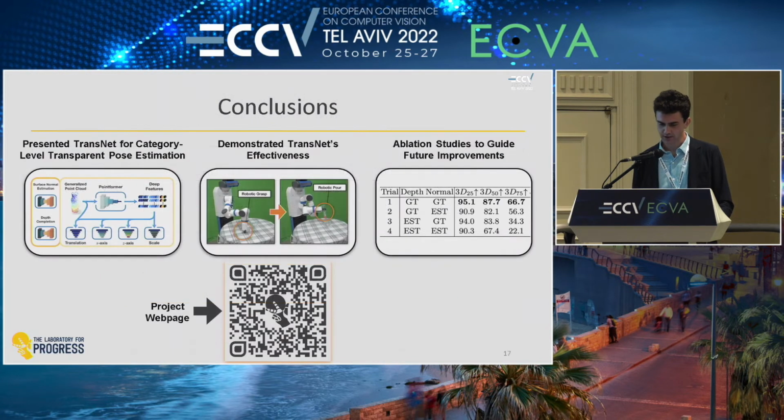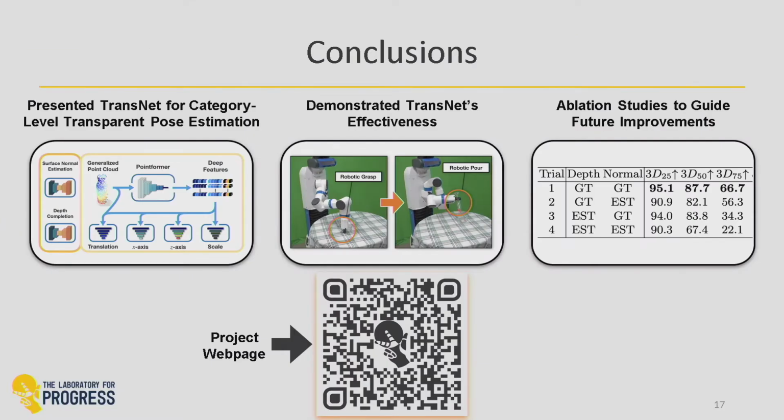In conclusion, in this project we presented TransNet for category level pose estimation. We demonstrated its effectiveness for downstream tasks within robotics, but also in comparison to state-of-the-art baselines. Although I didn't have time to talk about it in this presentation, within our paper we have a set of ablation studies that we think the community could benefit from to guide future improvements in this area. So we invite you to check out our project webpage or talk to us at the poster session. We're happy to take questions and discuss. Thank you. So, any questions?